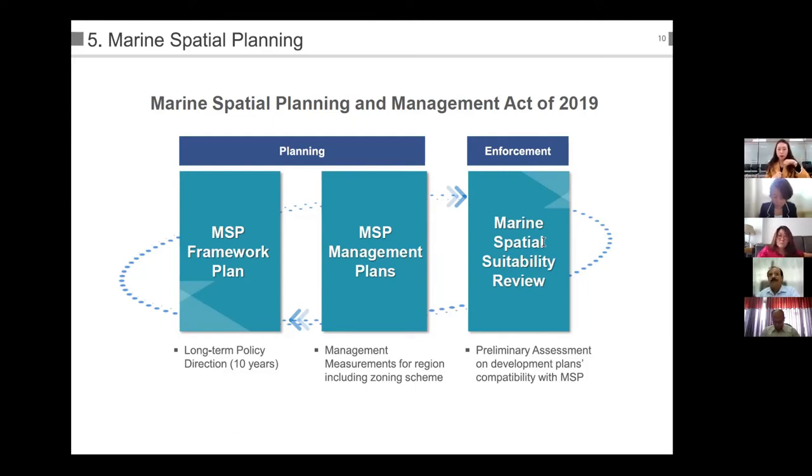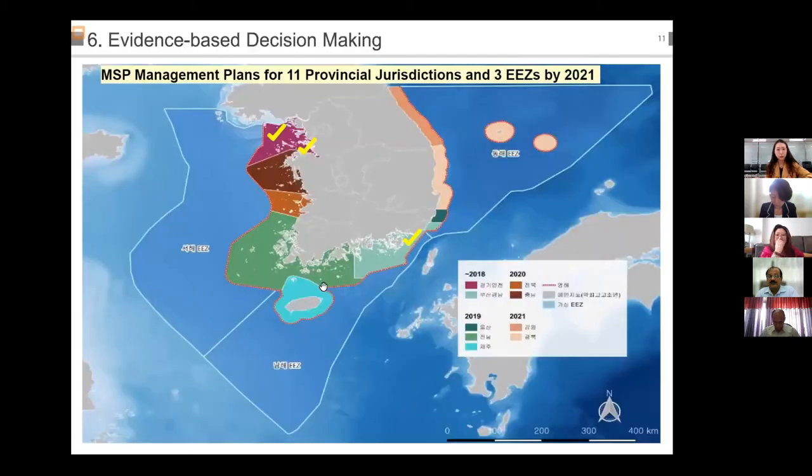And there is another part of this planning part, which is called the MSP Management Plan, and that is for the management of the region, including the zoning scheme. So those two are in the planning part of this act. And after the planning is completed, we do the consultation with the local community and related parties to enforce the act. So we have another part of this act that is titled the enforcement.